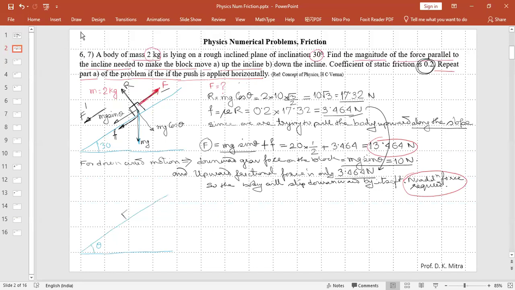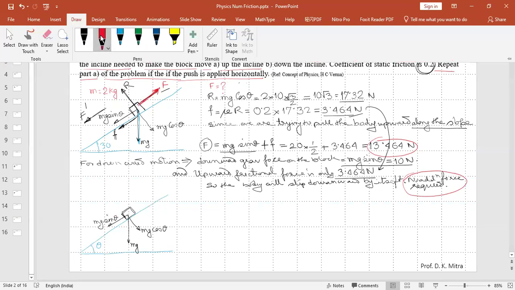This is the body. And this is mg, downward gravity, and normal gravitational force is mg cos theta. Parallel gravitational force is mg sin theta. Right?